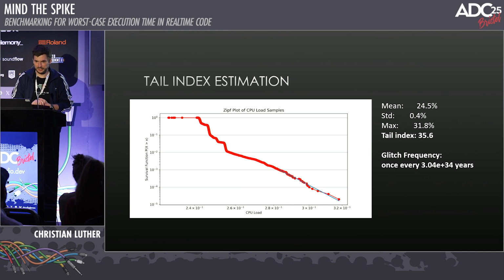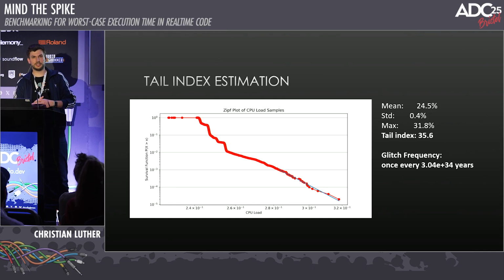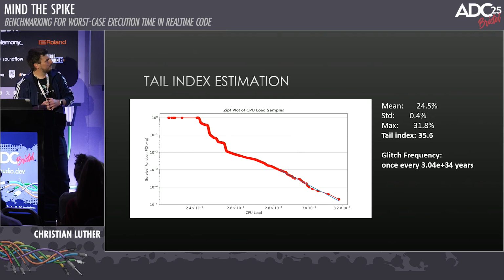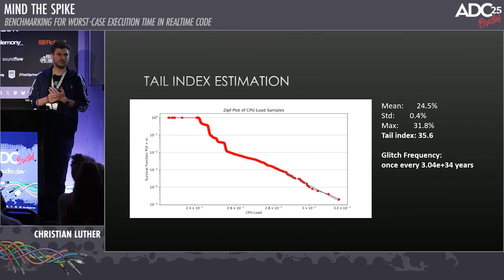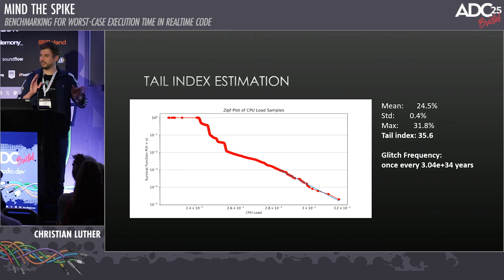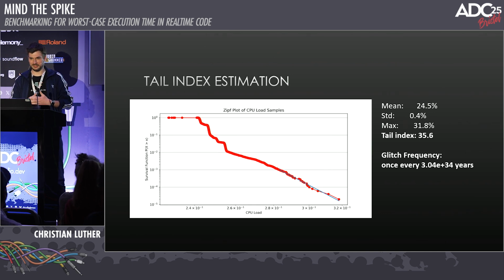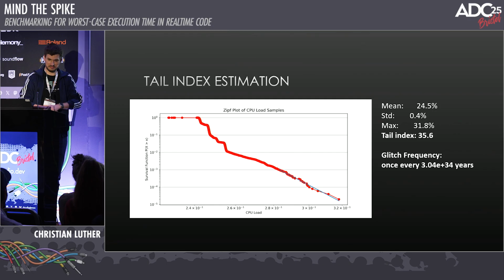And if we do this with this data, we find it has a tail index of 35.6, which is pretty high. That means the probability decays really fast, which is good. And if we compute the frequency of glitches we should expect from this data, that would mean once every several ages of the universe. So I think with this we can be really confident it will never happen, hopefully.